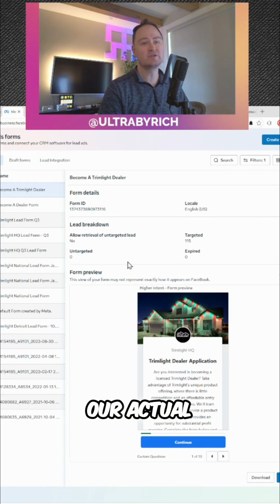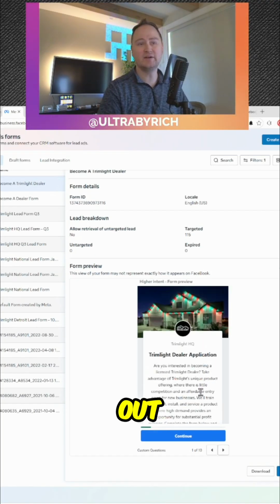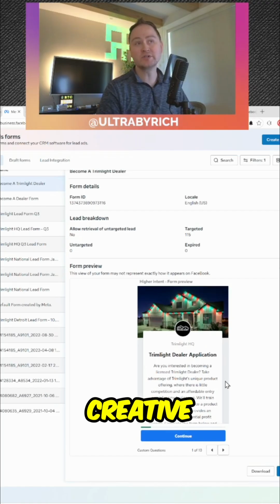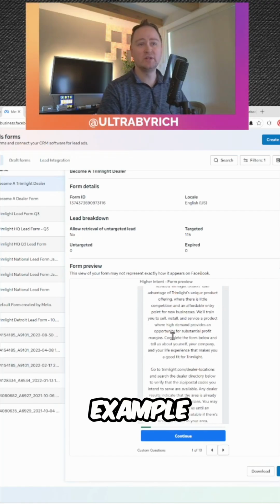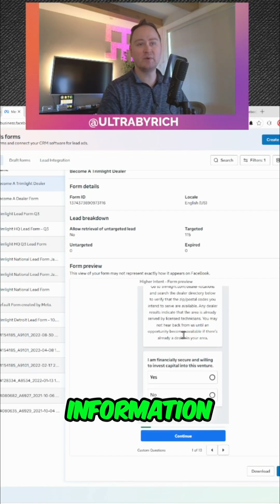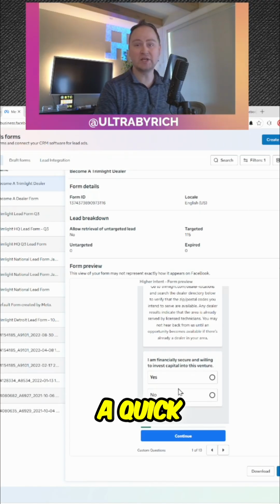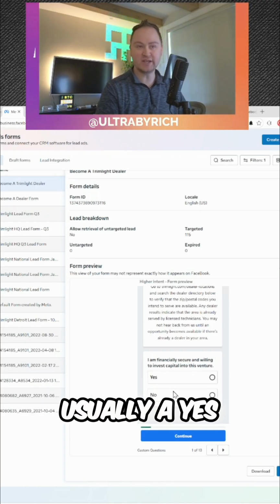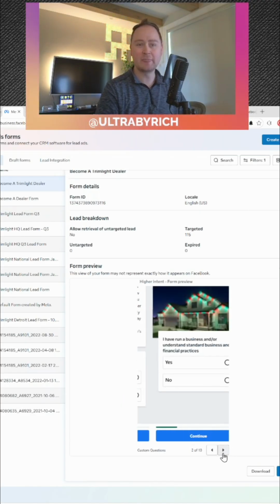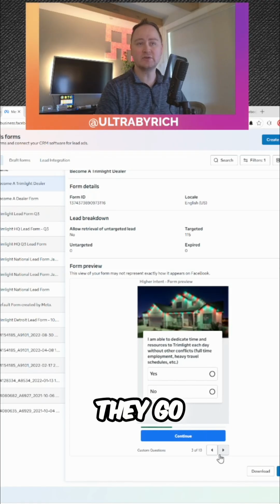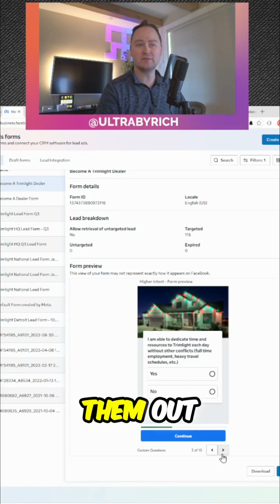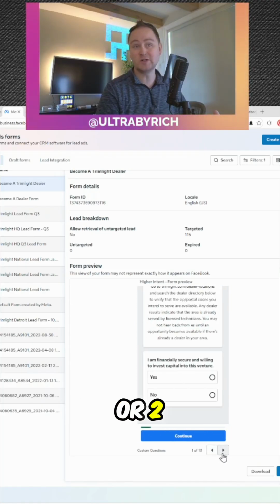You can see here's our actual lead form that they're going to fill out. We're using a rich creative form in this example, which allows people to read a little bit more information about your product and then answer a quick question. Usually a yes or no is what we recommend. Needless to say, they can go through a little bit more questioning if you want to vet them out more. A lot of times we only use one or two.